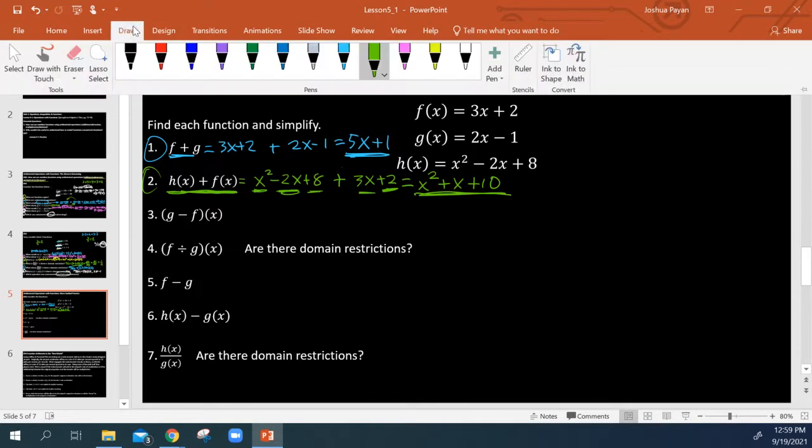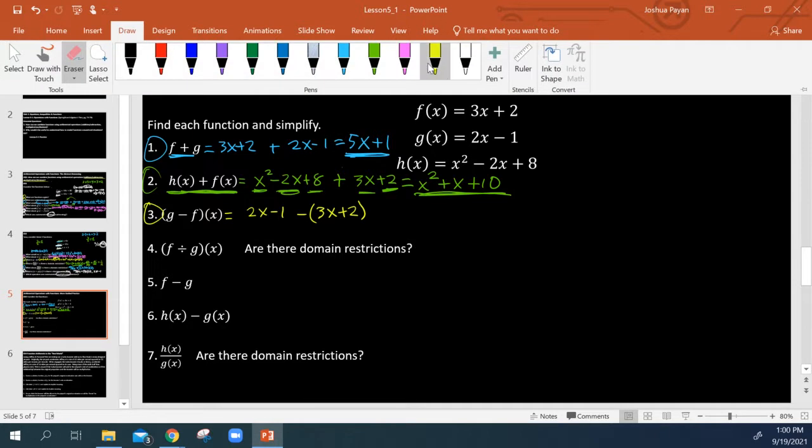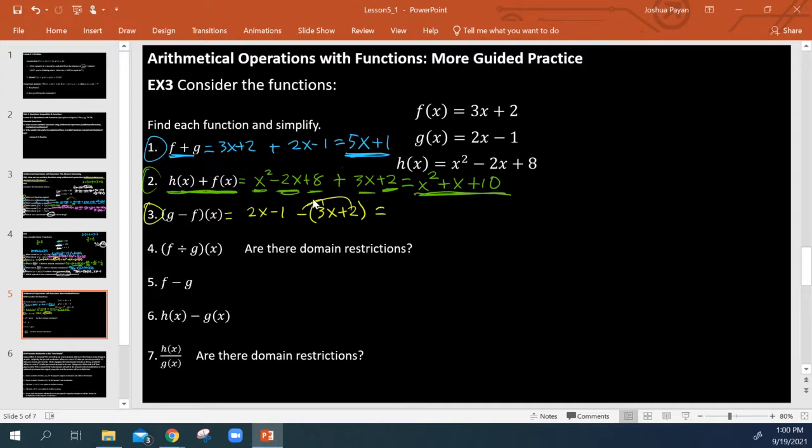All right, so now we have g minus f. So g, 2x minus 1, minus f, 3x plus 2. I am going to need the parentheses on the right, but I don't need them on the left. On the right, I'm going to have to distribute this minus. So that gives me 2x minus 1 minus 3x minus 2. Combine like terms: 2x minus 3x is negative x, and minus 1 minus 2 gives me minus 3. So g minus f is equal to negative x minus 3.